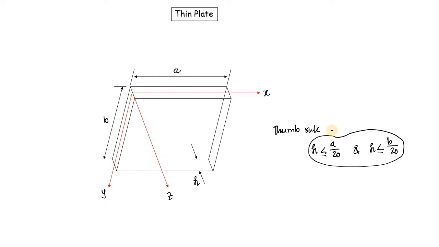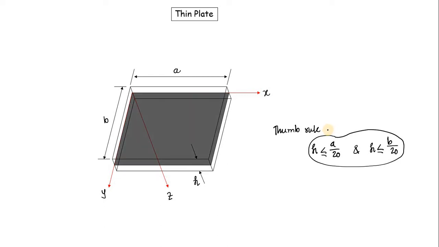But when we analyze, this condition is not enough. We assume some other important properties of a thin plate that have to be maintained during analysis. One of them is this. Here you see a shaded plane, and this plane is the neutral plane. This is like the neutral axis in one-dimensional beam analysis. This neutral plane always merges with the coordinate system.